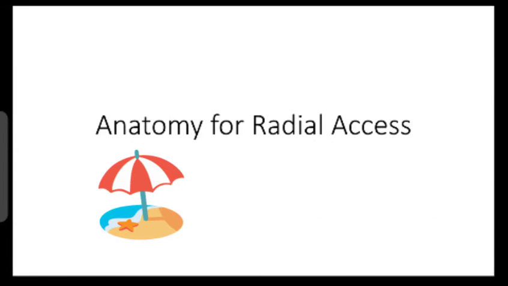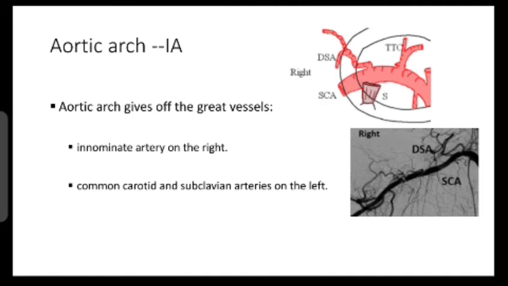Anatomy for radial access for angiography. The aortic arch gives off the great vessels: the innominate artery on the right, and the common carotid and subclavian arteries on the left.